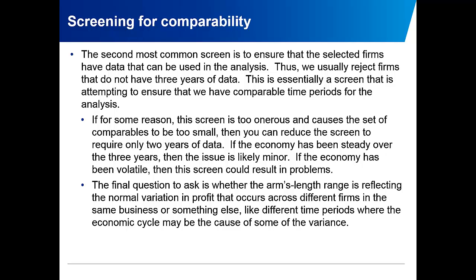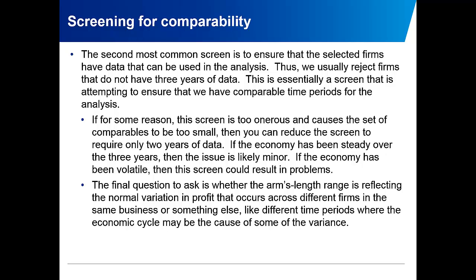Now, if for some reason this screen is too onerous and causes the set of comparables to be too small, then you can reduce the screen to require only 2 years of data. If the economy has been relatively steady over the 3-year period, then this issue is likely relatively minor. However, if the economy has been volatile, then this screen could introduce problems.